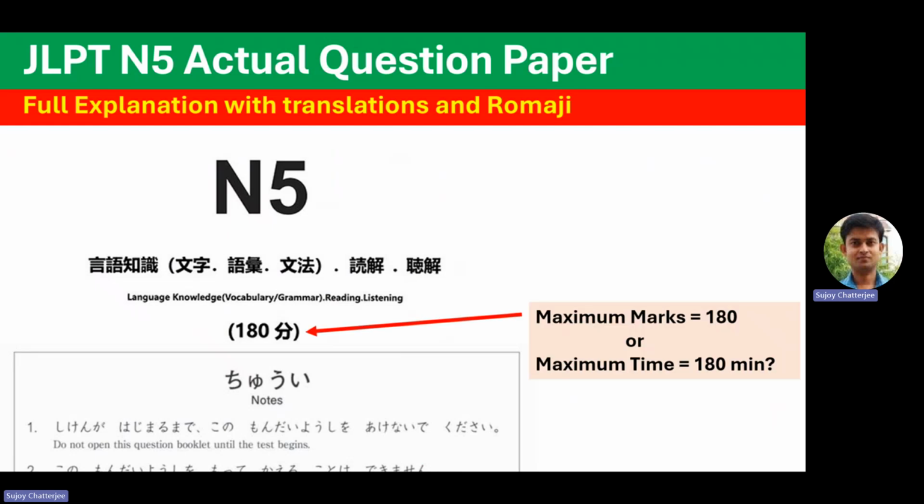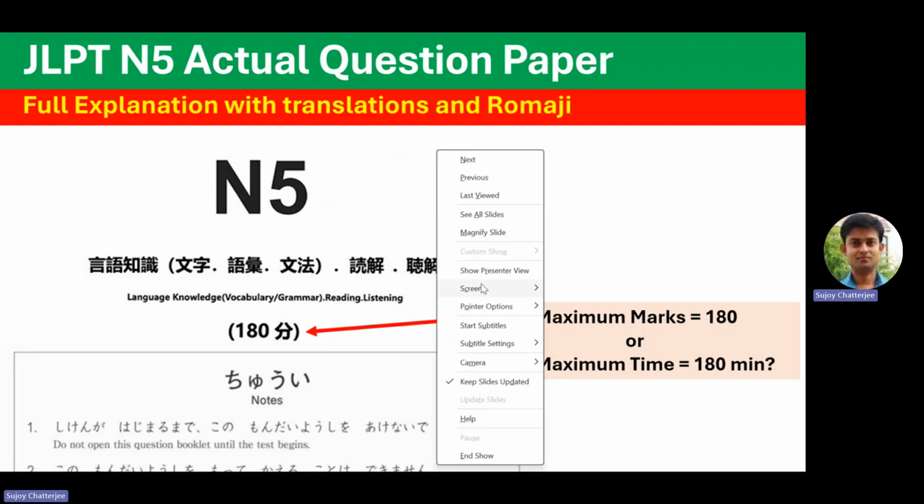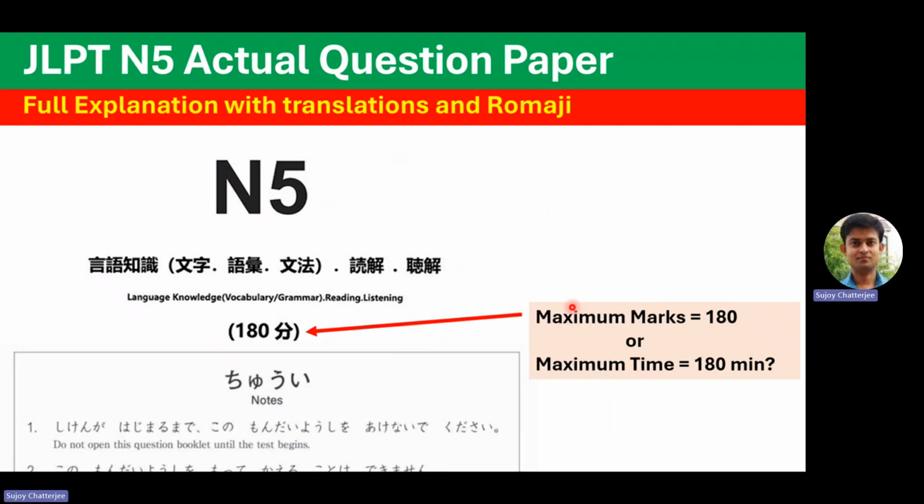So the first thing is the maximum marks or the maximum time. As you can see here, it's written as 180 bun or fun or pun. This is the symbol which is mainly used for minutes. So ideally it should mean 180 minutes, but there is some confusion, because I think it means 180 points or 180 marks. Why am I saying this?